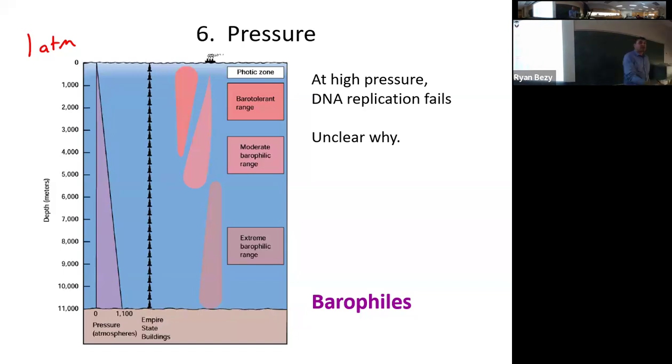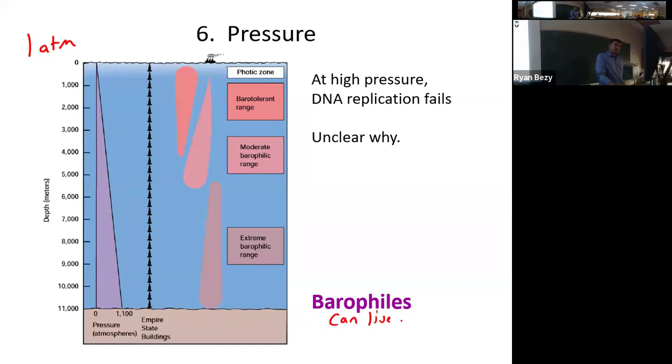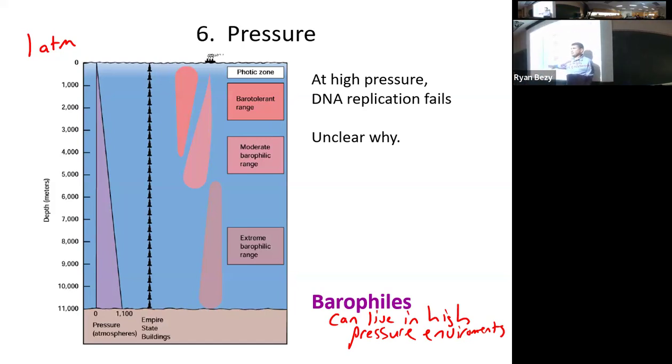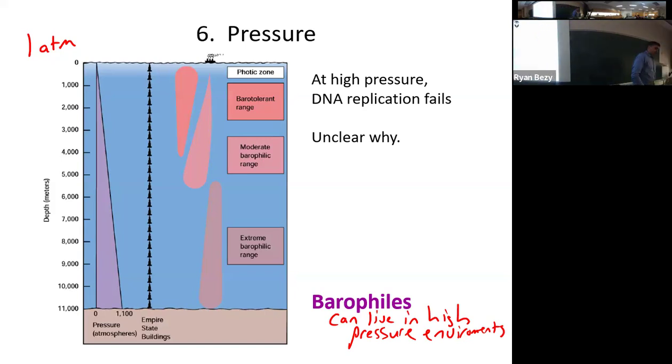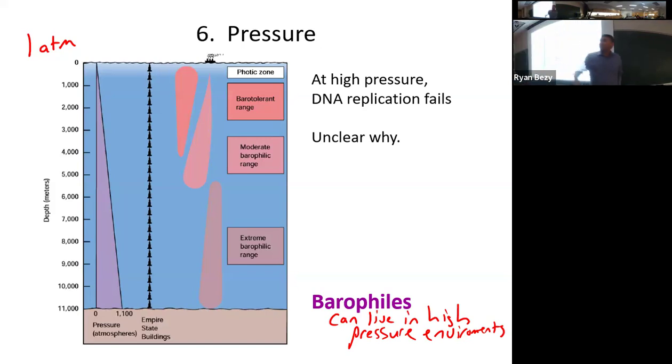And so any organisms that can live under high pressure are barophiles. So barophiles are any organisms that can live in high pressure environments. Typically, anything you might see living at the bottom of the ocean is going to be a barophilic organism. It could be bacteria. It can be those little anglerfish, like from the Finding Nemo movie, that have the lights that attract their prey, for instance. But these are going to be barophilic organisms.